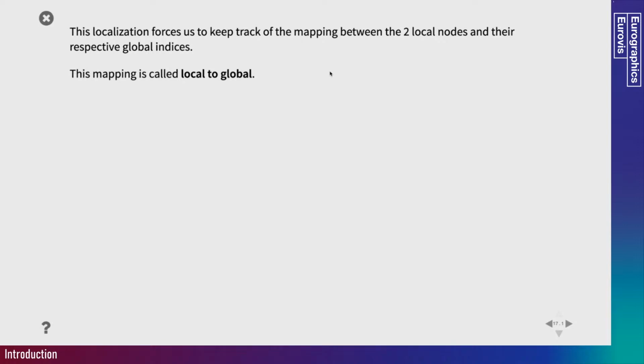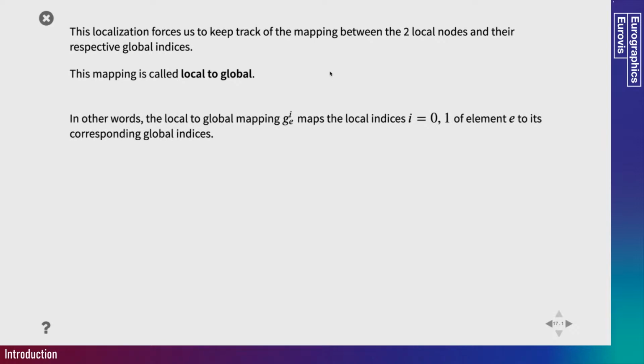So what you can try to exploit is the fact that we know that there are only two non-zero bases there. The only thing we need to be careful of, since we have two non-zero bases, is where these two non-zero bases will be mapping in the global nodes. This mapping is called local to global, and it's just mapping the local index 0 or 1 to the actual real 3D node.